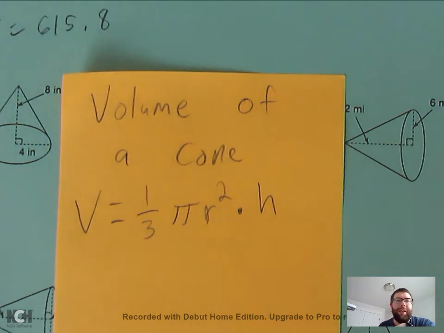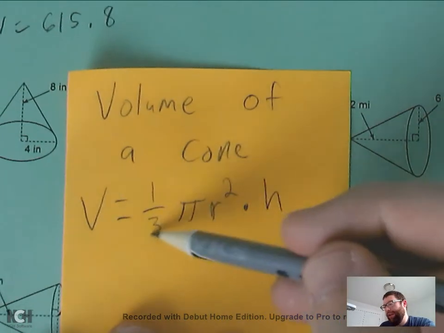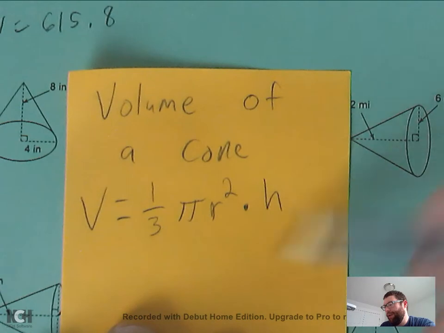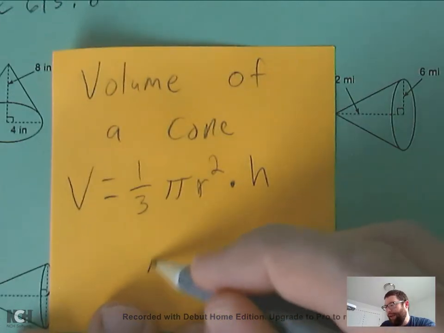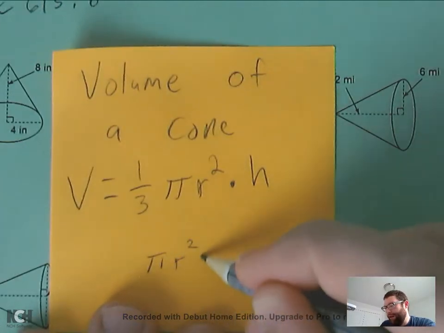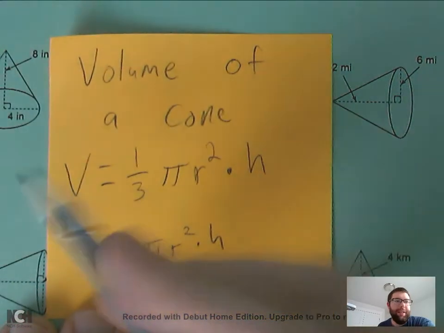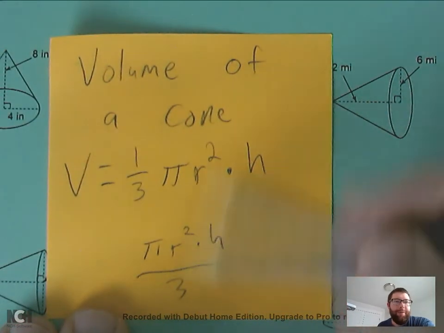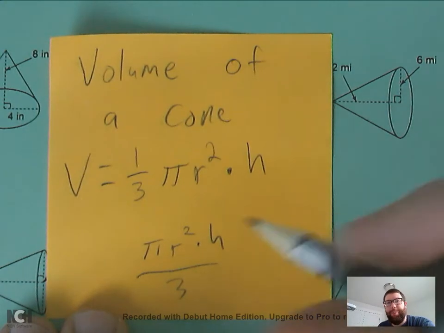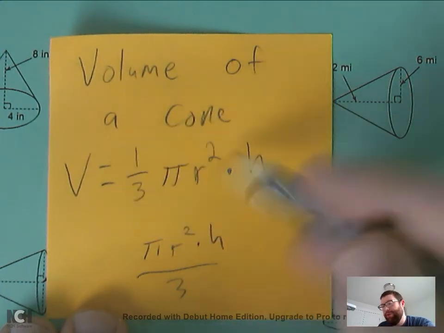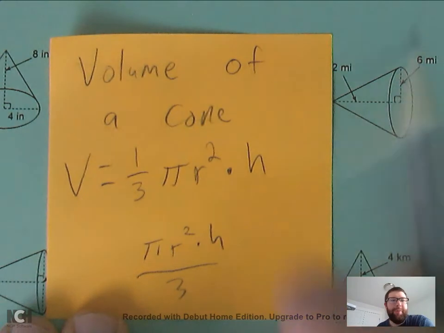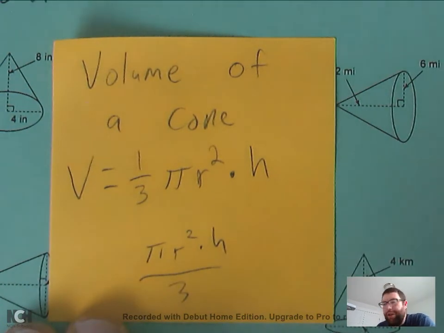Okay? Now you could write that a couple ways. You could write it as 1/3 times this, or you could just write it as pi r squared times h, all divided by 3. It's kind of the same thing. I've seen the formula written both ways. I kind of prefer this one. It goes more into the next formula a little bit, but up to you how you want to write it.